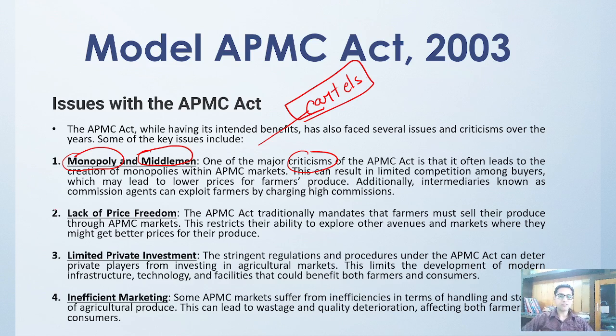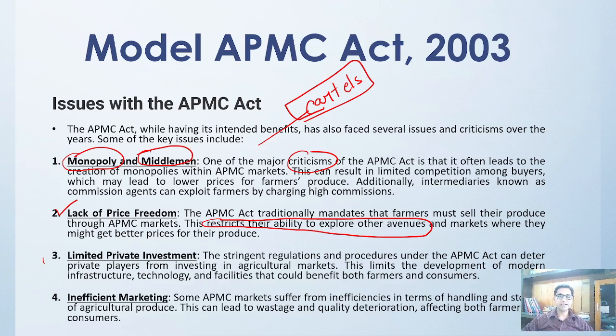There is a lack of price freedom, because farmers are mandated that they must sell their produce through the APMC market. This restricts their ability to explore other avenues. That means if I wanted to sell my product at some other place, I cannot do that, because first of all I have to go to the APMC market, and from there only I can sell my product. If I'm getting a better price somewhere else, I cannot do that. So that is another issue of the APMC market.